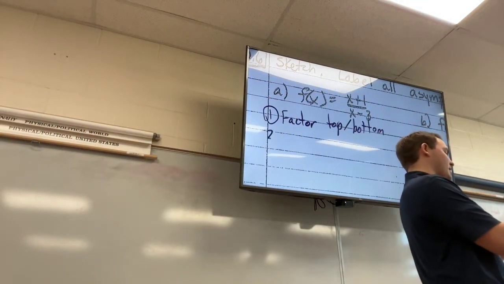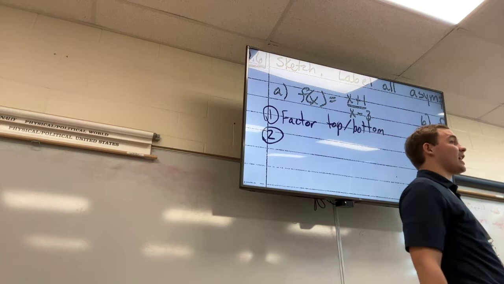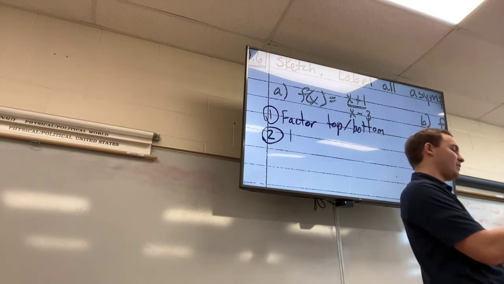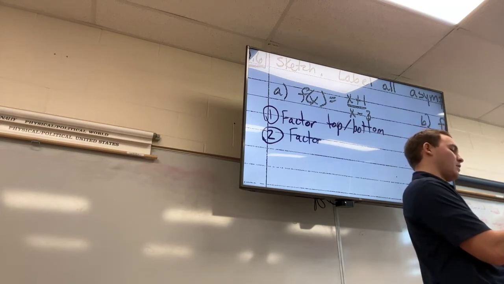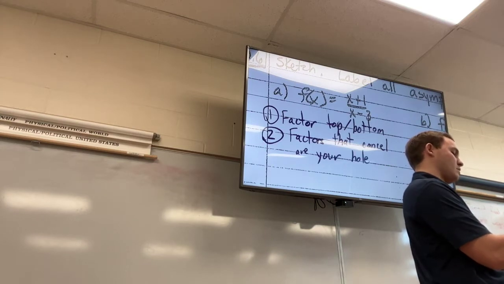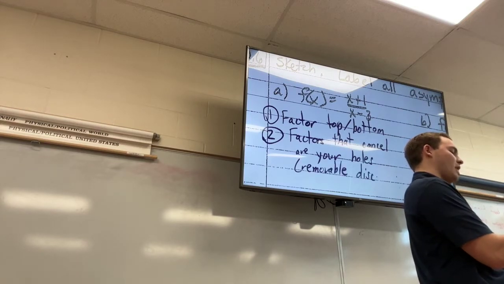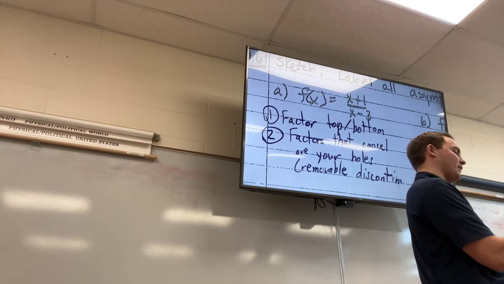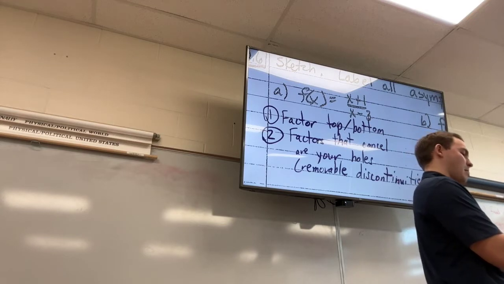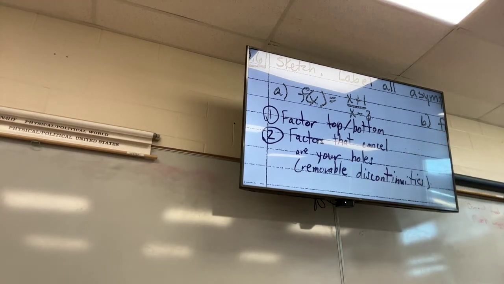Okay. Second thing I want to make note of: after you factor the top and bottom, the factors that cancel are your holes, or your removable discontinuities. Right? Do you remember what those are? That's when the function just disappears for a single point, right?